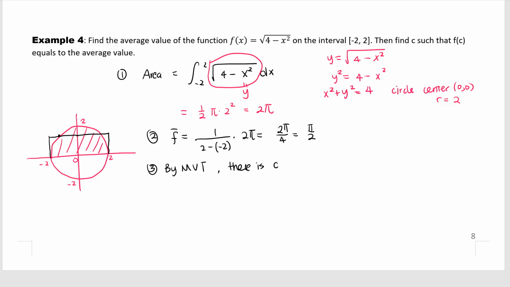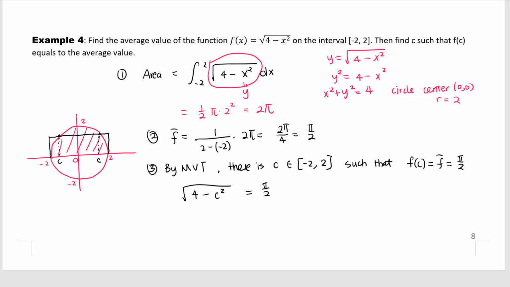Actually, from this picture you can see we have 2 points, one positive and one negative. So there is a c in [-2, 2] such that f of c equals the average value, which is pi over 2. But what is f of c? Well, we plug c into our function: the square root of 4 minus c squared equals pi over 2.